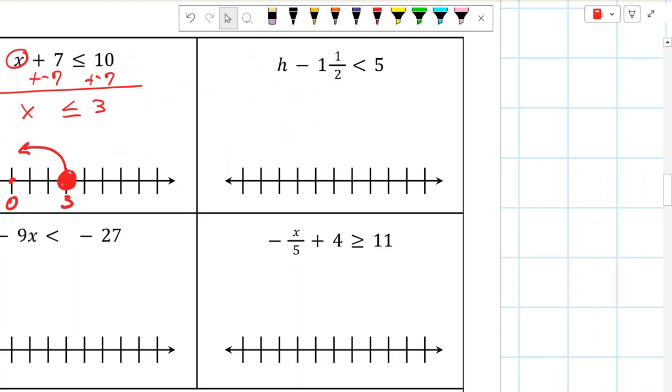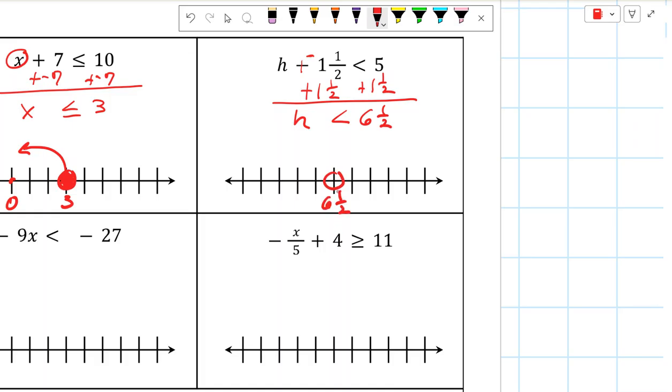How about the next one? We have a subtraction sign. I like to use the additive inverse. And now we're going to add a positive 1.5 to remove that to both sides. And this is h is less than 6.5. So we're going to go down and circle a spot on the line graph, call it 6.5. And this one is an open circle, and h is less than, so it's going to go to the left.